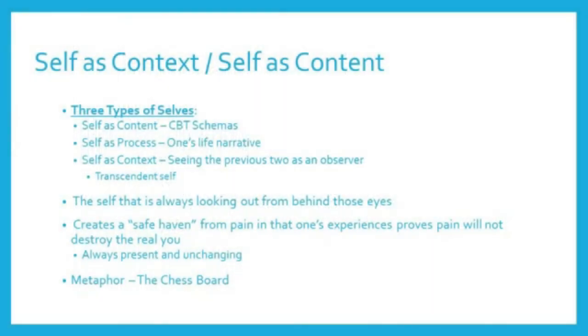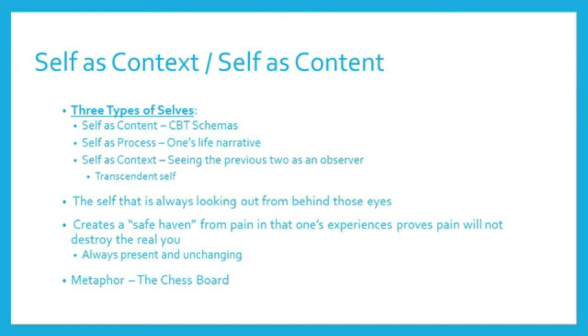Self is context as opposed to content. RFT proposes there's more, but there's 4 different types of selves. Content, which is similar to CBT schemas. So let's say you have a wife who's having a hard marriage, guy's a bum, whatever it is, but she doesn't want to get a divorce. She's not that kind of woman. That would be self as content. I'm not that kind of woman.